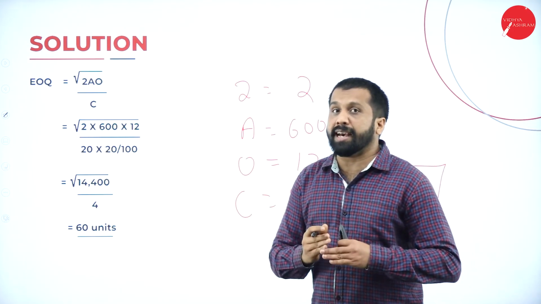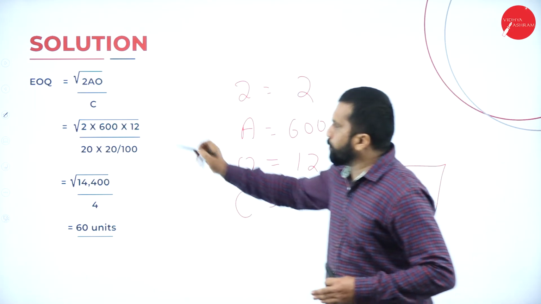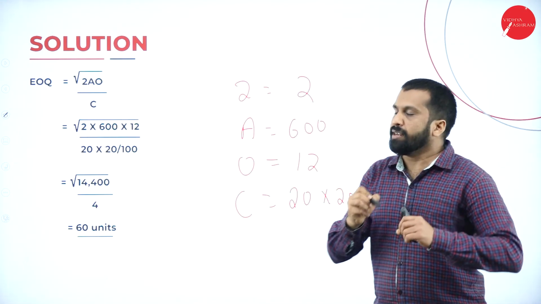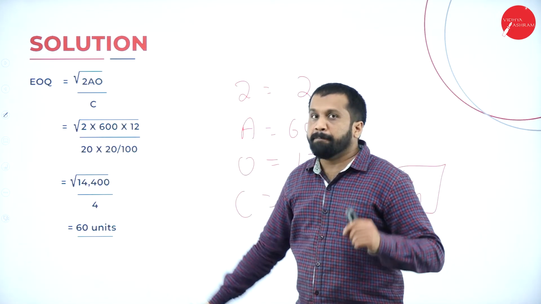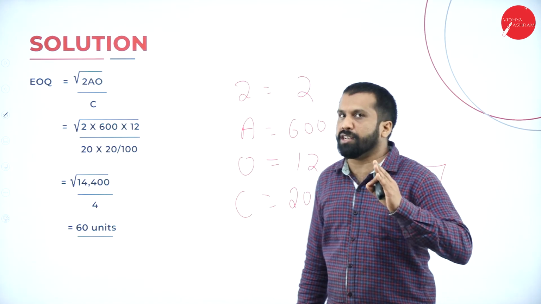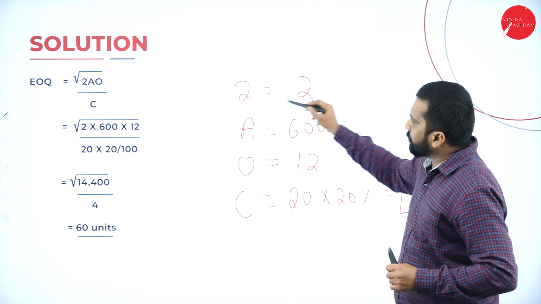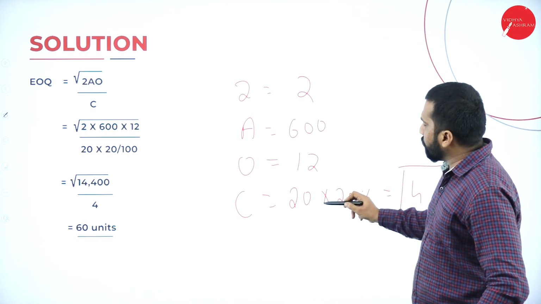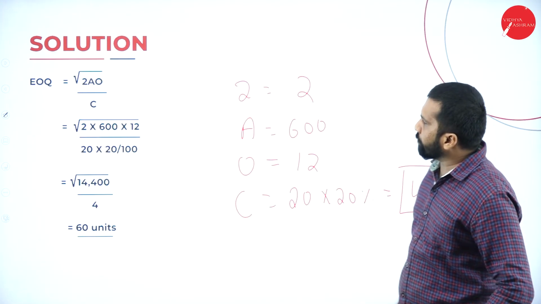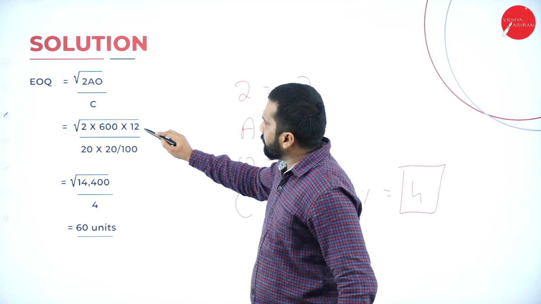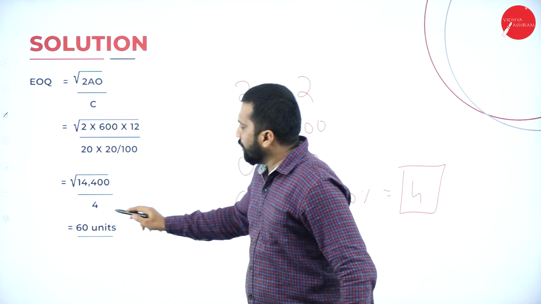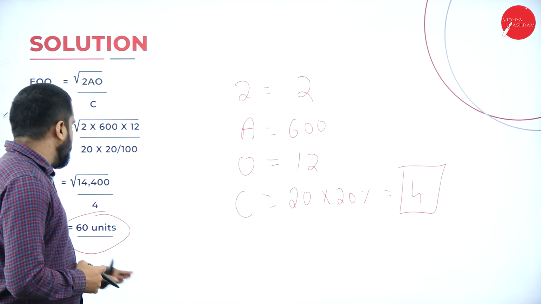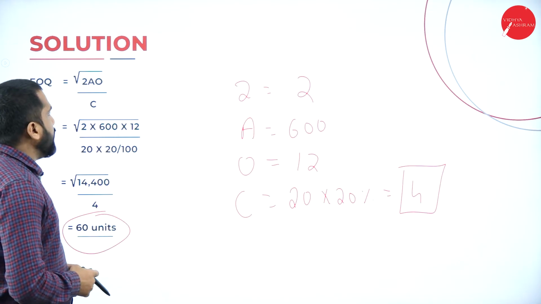So these are the basic calculations before you write your formula. Before you start the formula, do the simplification. Whatever is given in the question, write it down: A is equal to 600, O is equal to 12, C is equal to 20 into 20%, you will get 4. See, 2 multiplied by 600 multiplied by 12 divided by 4, the final answer will be 60 units. Hope you are clear. So what is your EOQ? 60 units.